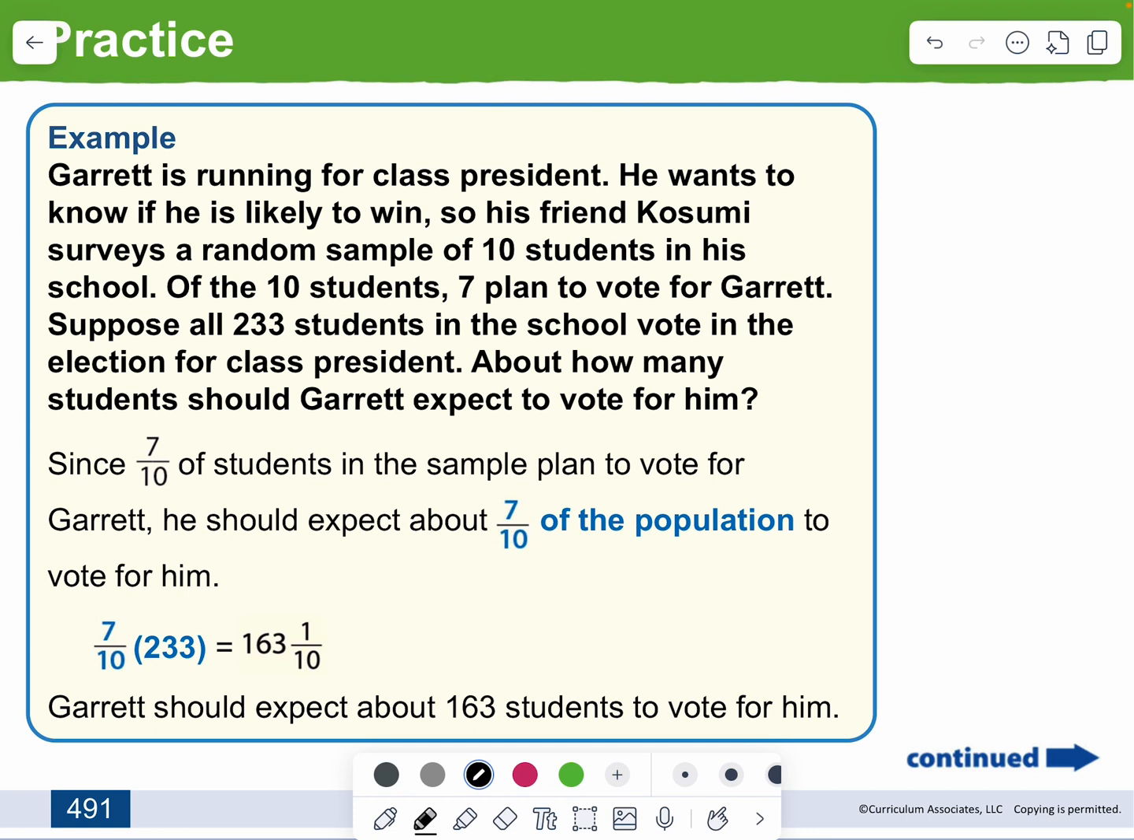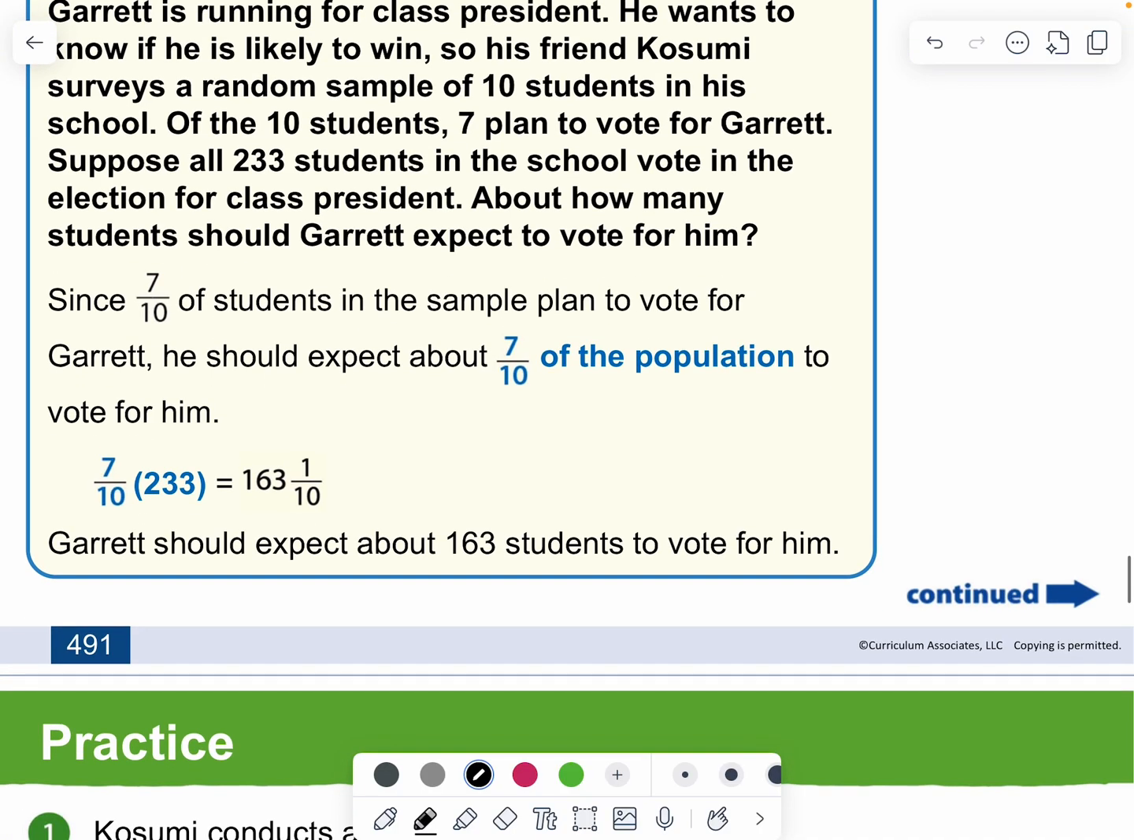So in the sample, it was 7 out of 10. So 7 out of 10 times the whole population of 233 would be approximately 163 students.